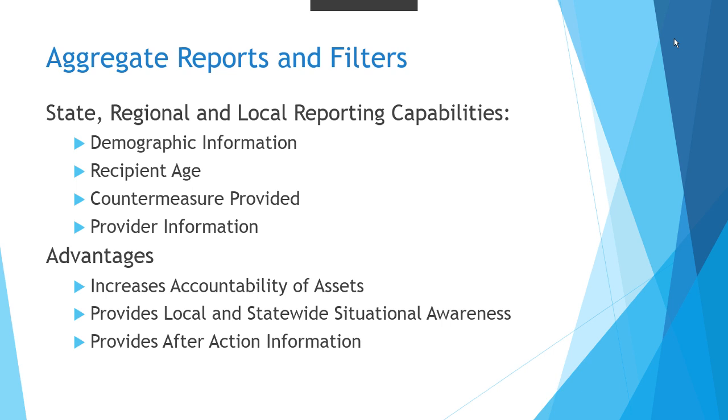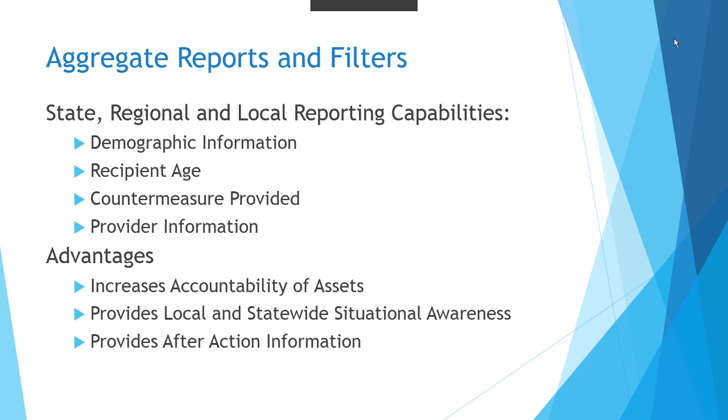And we can export the demographic information, recipient age, countermeasure provided, provider information, any of the information we collect on the electronic form. We can export and we can sort that information. It's exported into an Excel file. So we can sort the information by age ranges, or if there's a zip code that we're looking for or an address that we're looking for. It's very, very helpful for situational awareness.